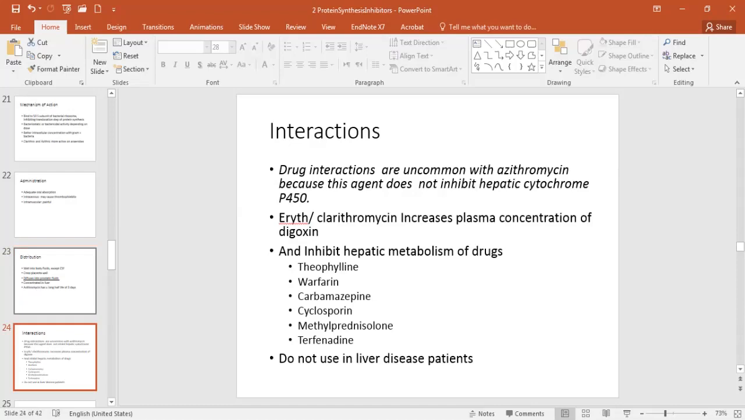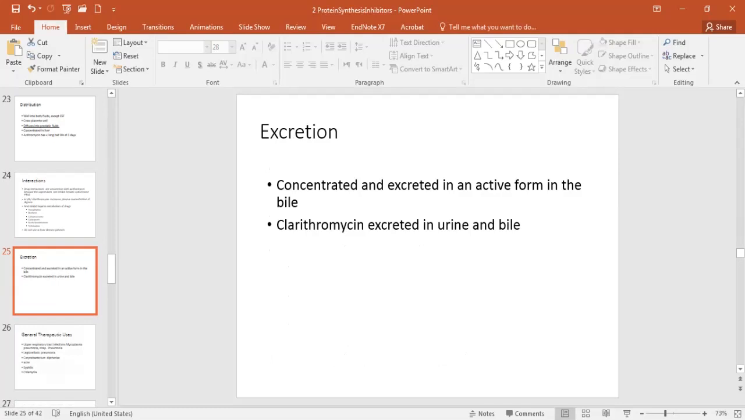Drug interactions are uncommon with azithromycin because this agent does not inhibit hepatic cytochrome P450. Erythromycin and clarithromycin increase the plasma concentration of digoxin and inhibit hepatic metabolism of drugs. Metabolism is inhibited with macrolides for theophylline, warfarin, carbamazepine, cyclosporine, methylprednisolone and terfenadine. So I try to avoid using them in liver disease patients. They are concentrated and excreted in active form in the bile; clarithromycin is excreted in urine and bile.